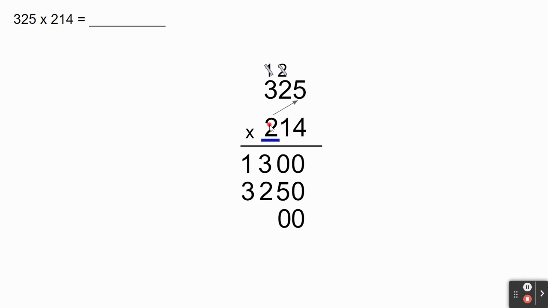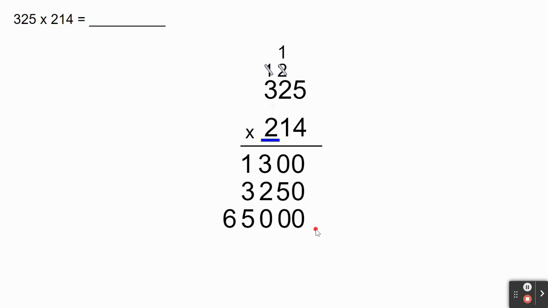So first we'll multiply 2 times 5 since the 5 is in the ones place. 2 times 5 is 10, so we'll place a 0 down at the bottom in the hundreds place, and we're going to regroup the 1 atop the next digit we're going to multiply. So since we're going to be multiplying 2 times 2 next, the 1 went above the 2. 2 times 2 is 4, plus the 1 we regrouped is 5. So the 5 is going to go down here in the thousands. Now we can multiply 2 times 3, which is 6. So we'll place the 6 down here in our product. So 325 times 200 is 65,000.